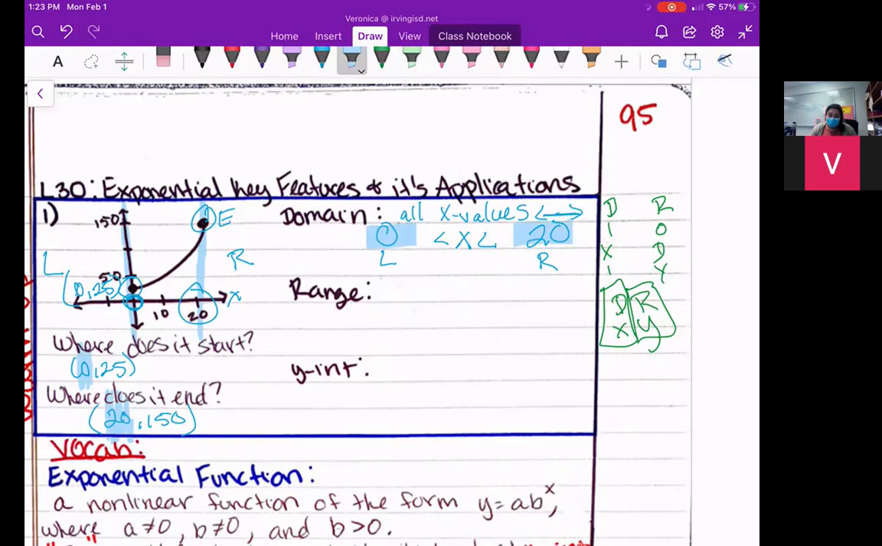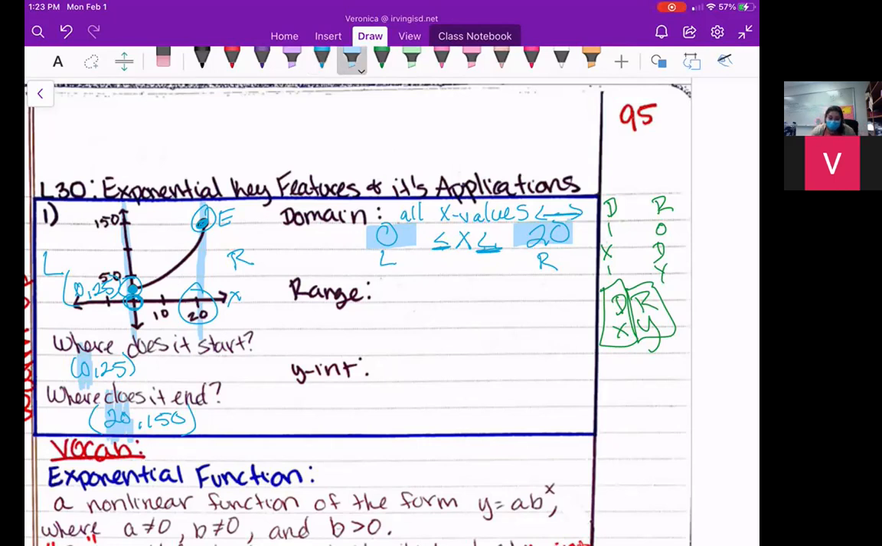Okay, so at the 0, you can see that the graph has a solid dot, so that's equal to, and at the 20, it has a solid dot, so that's equal to. So they both have an equal to. So your domain is from 0 to 20, all real numbers from 0 to 20.